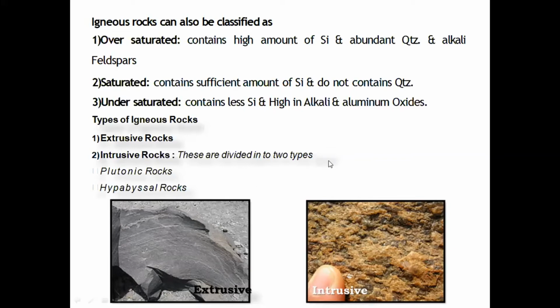Plutonic rocks are found deep beneath the surface of Earth. And hypabyssal rocks are just intermediate between intrusive and extrusive. They are found very near to the surface of Earth, with examples being dikes or sills. So we call these rocks hypabyssal rocks.